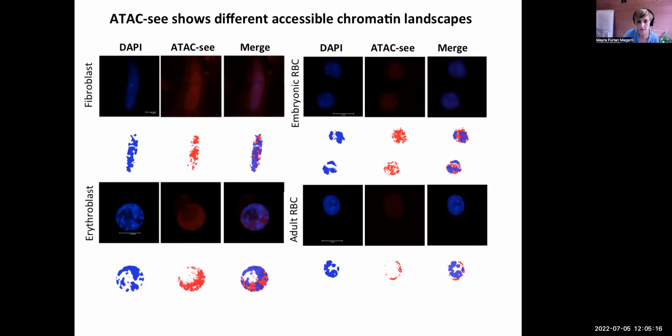When we looked more closely at where the more accessible regions of the chromatin are located in these different cells, we could notice that in the adult red blood cell, the euchromatin is going towards the nuclear periphery, which is a particular distribution and a very unique one. And as I told you before, normally the heterochromatin is the one facing the nuclear periphery.